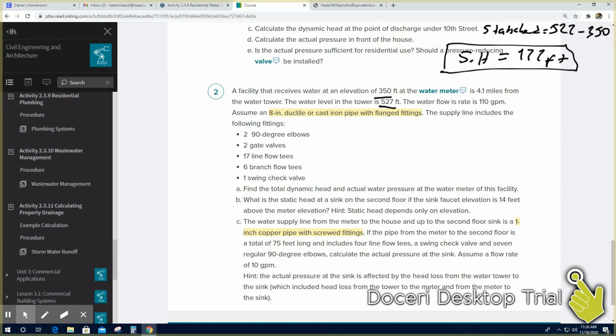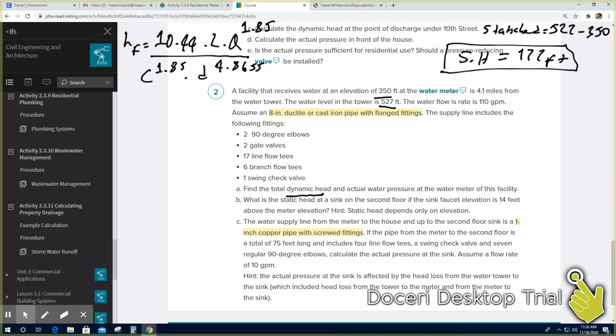Now, to calculate the dynamic head, I need the head loss, so I need to use the head loss formula. The head loss formula is HF equals 10.44 times L times Q to the power of 1.85, divided by C to the power of 1.85 times the diameter of the pipe to the power of 4.8655. This is the formula that we are going to use.